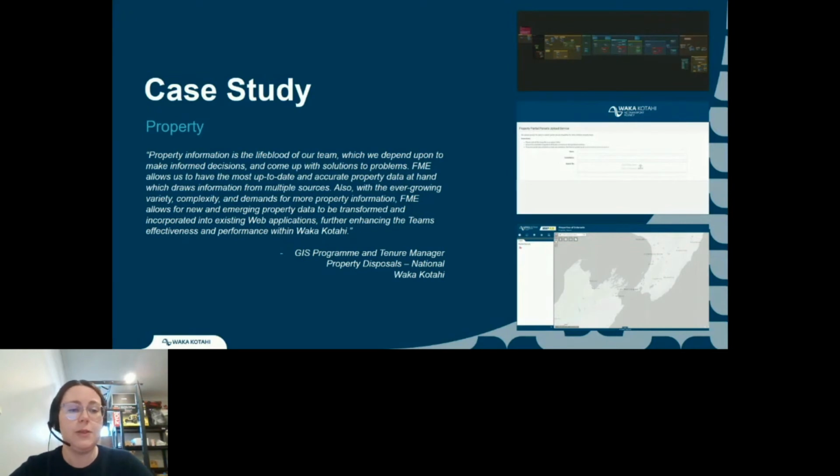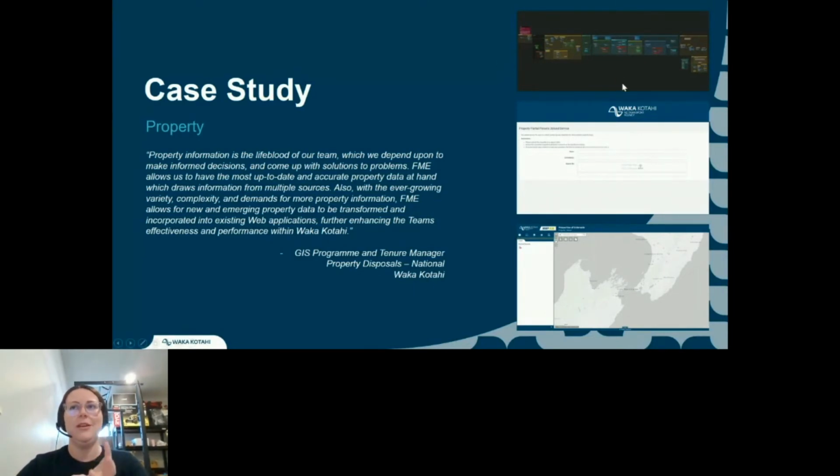This capability has recently been extended even further with the use of FME server applications, which have enabled property consultants to submit data for review directly to the Waka Kotahi property managers, who are able to load a web application and see these represented visually on a map. And that's the example that we're looking at in front of us.